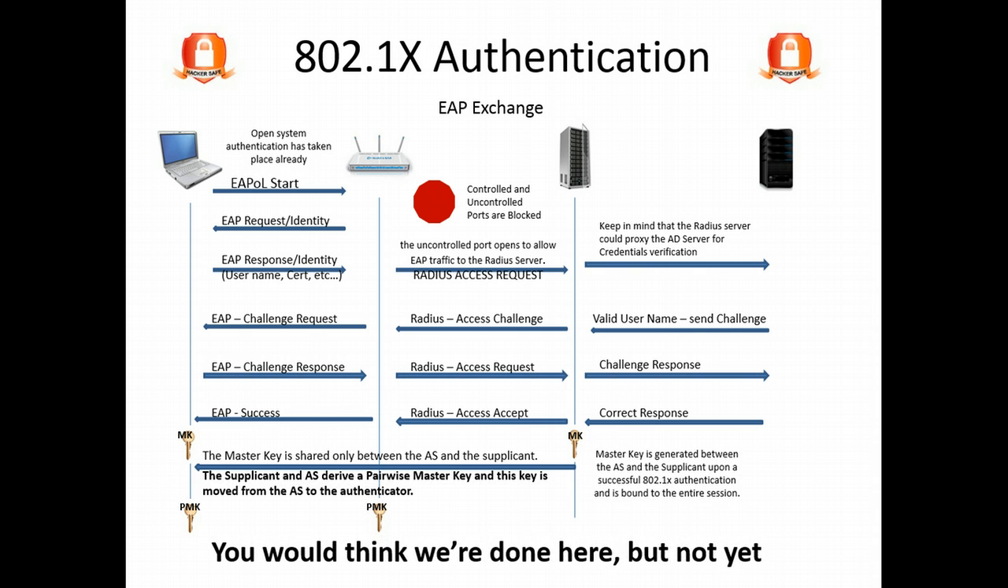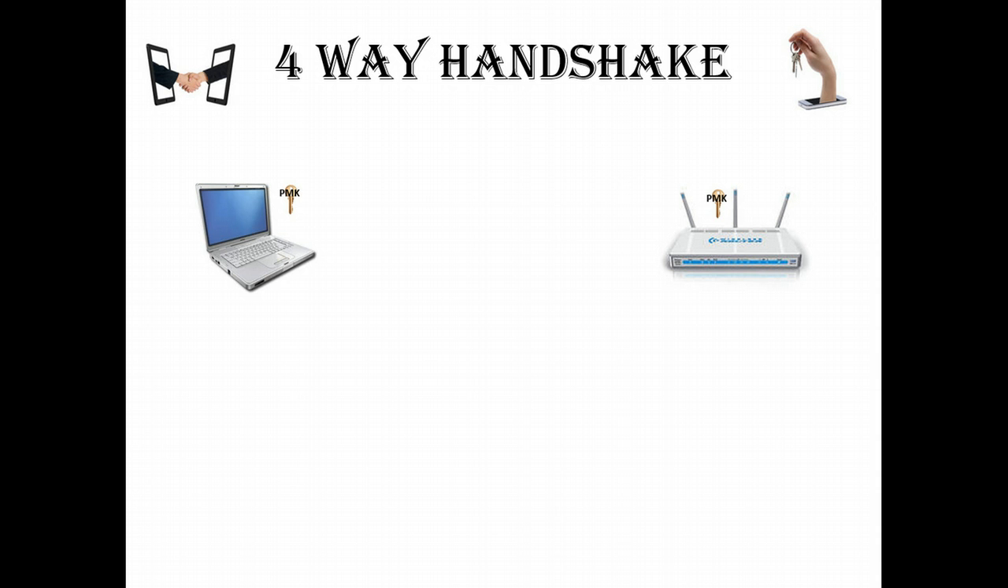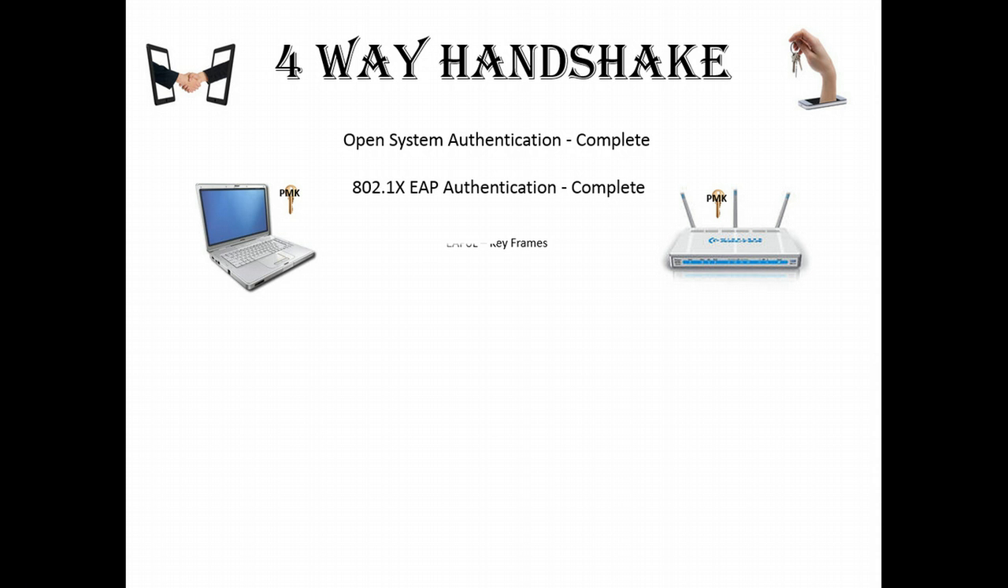So we're not done yet. We're going to look now at the four-way handshake and how these pairwise master keys are used. So introducing the four-way handshake, we're going to think back again that our open system authentication has completed, our EAP authentication has completed, and we have generated this pairwise master key. Now we introduce something called EAPOL keyframes. There are 4 of these keyframe exchanges, and the first one comes from our access point to the client device.